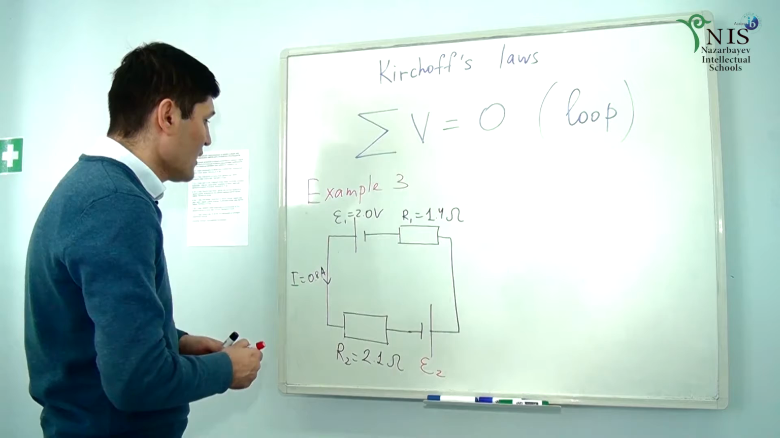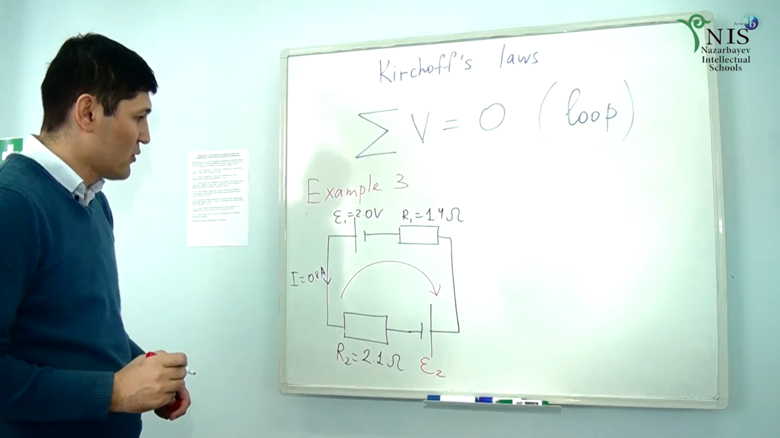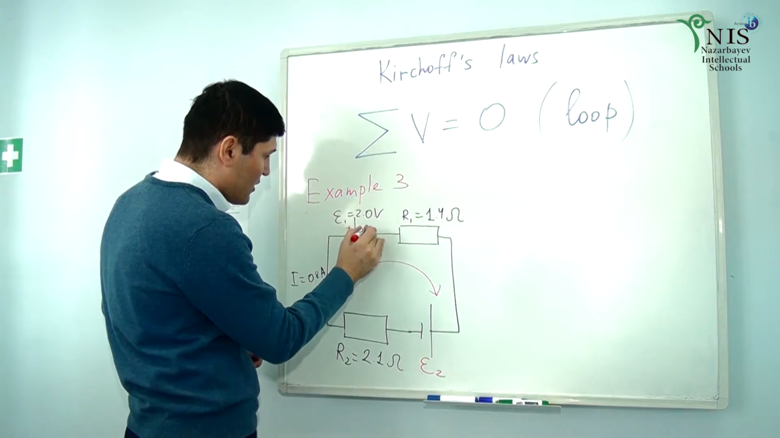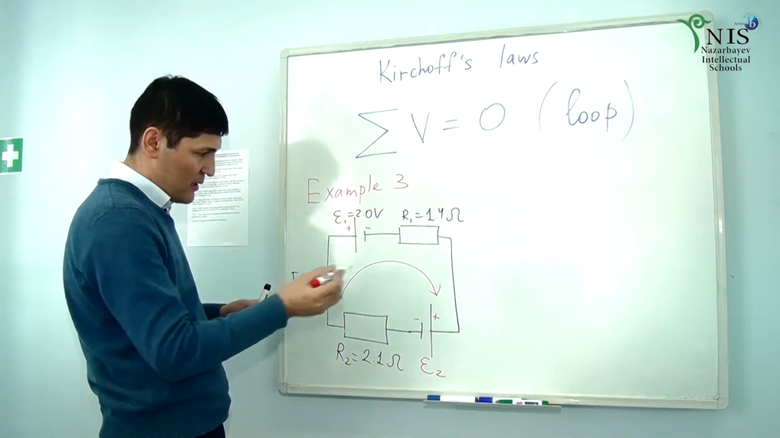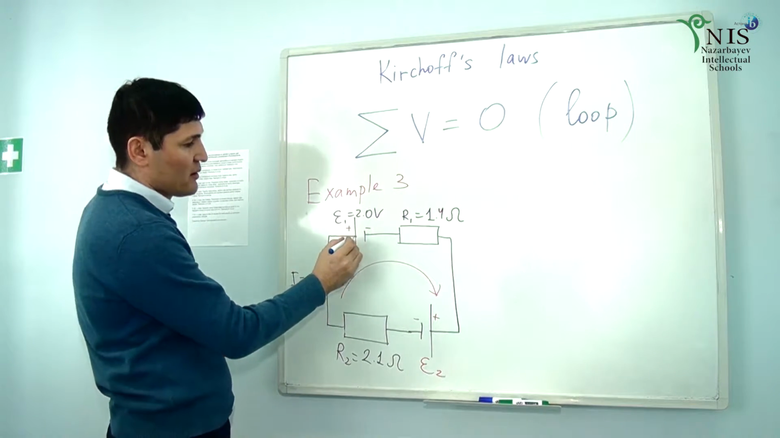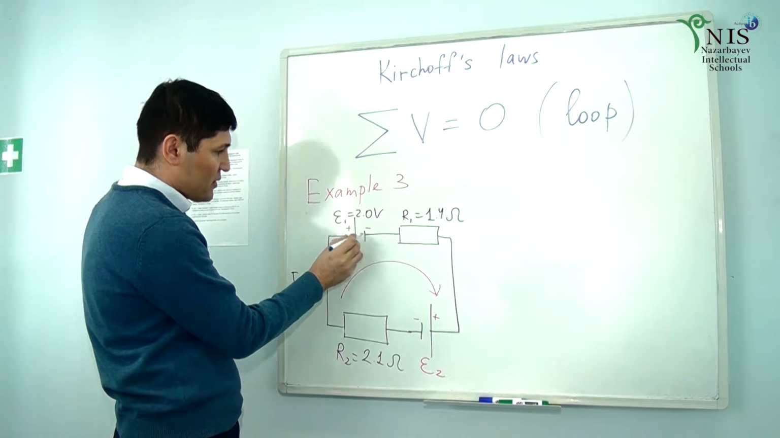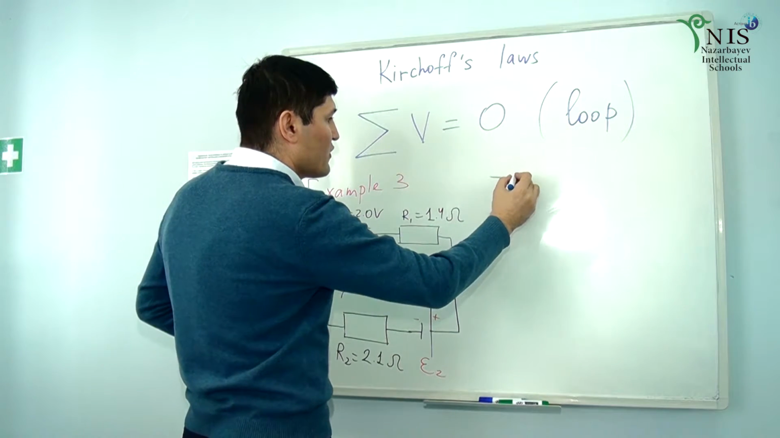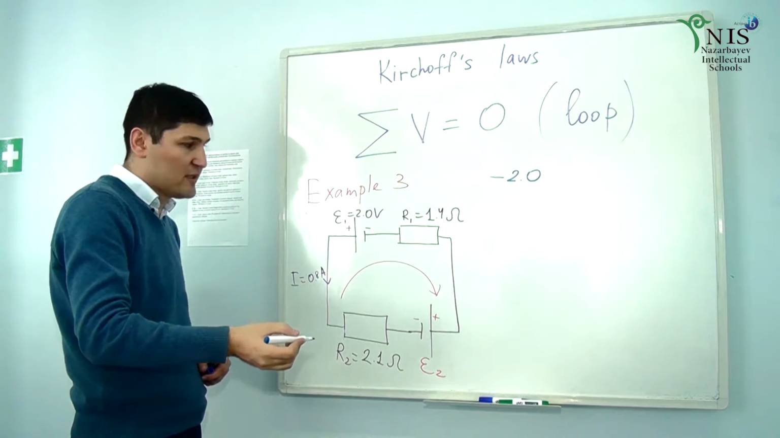Let's see. If we choose, for example, the clockwise direction, we need to consider signs here. So we have a positive terminal, negative terminal cell, positive terminal, negative terminal cell, and current flowing in this anti-clockwise direction. If we start from this corner and go from left to right, potential drops from positive to negative. So this is negative 2.0, because going from positive to negative decreases. That's why it's negative.